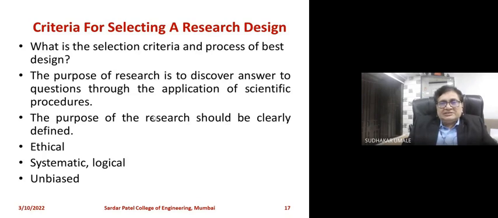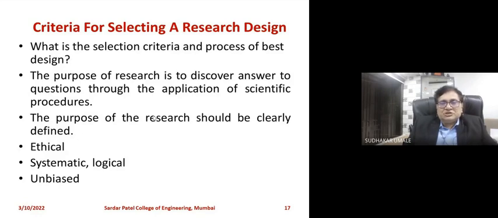And hence, it is very important to know the criteria for selecting research design. We have some questions for selection of criteria. What is the selection criteria and processes for the best design? Because we are trying for the best design, and for that we have to select the selection criteria and processes. What are the criteria of your research? What are the processes of your research? The purpose of research is to discover answers to questions through the application of scientific procedures. The purpose of the research should be clearly defined.